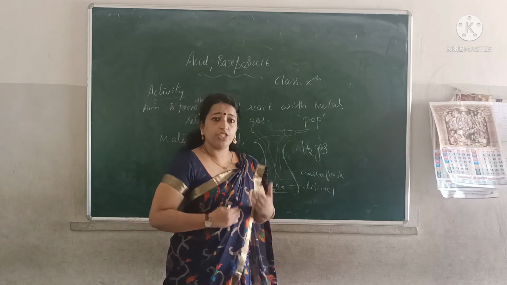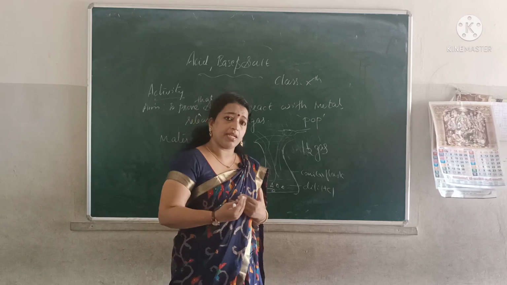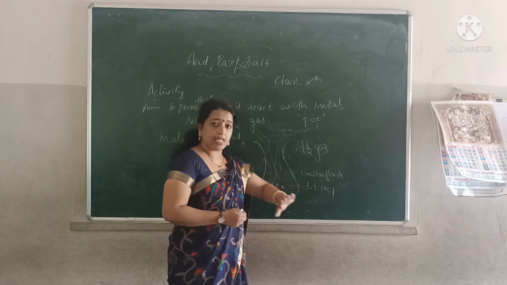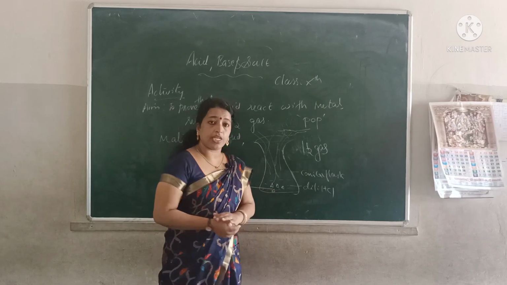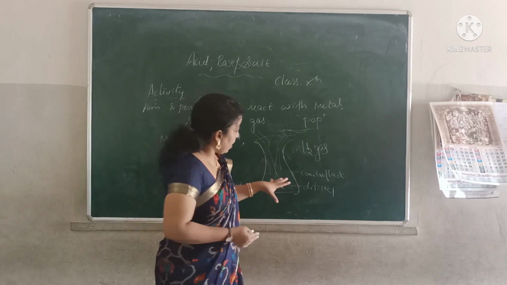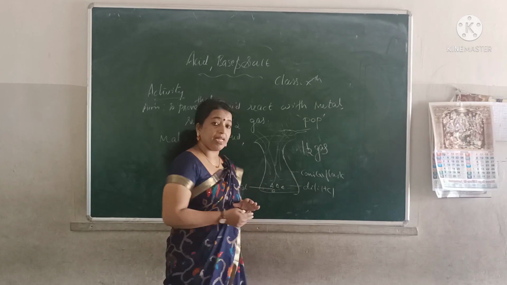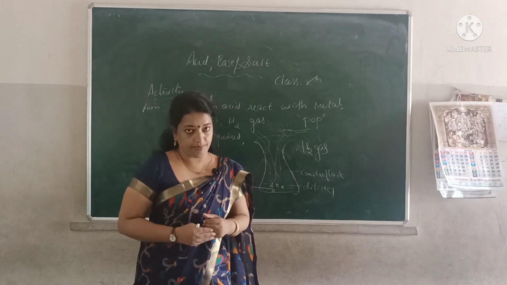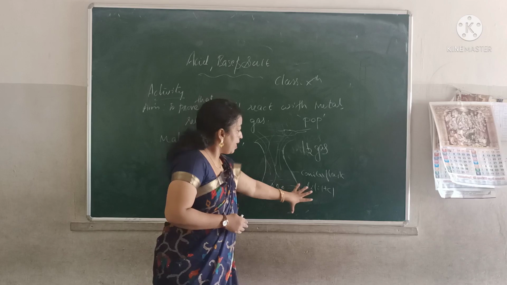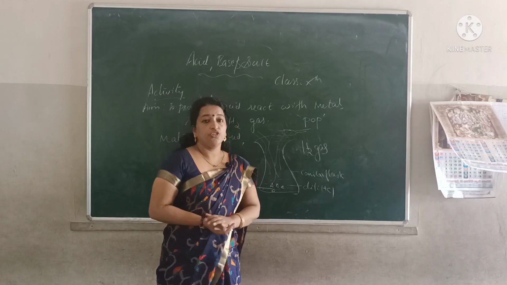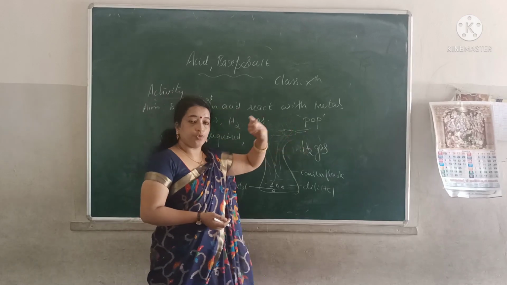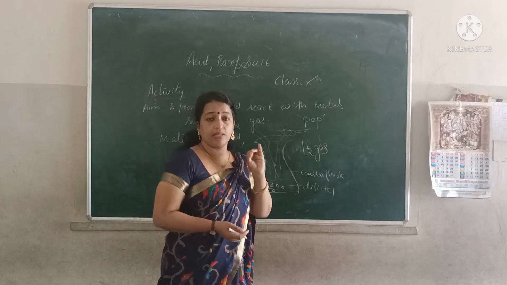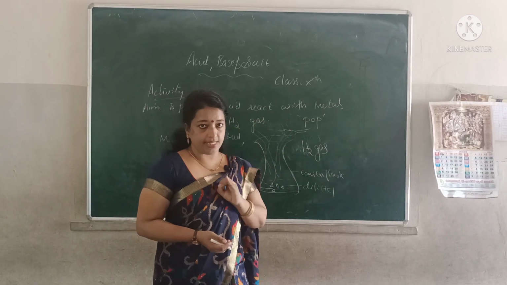You can change the acid and you can change the metal. In place of dilute HCl, you can take any other acid, nitric acid or sulfuric acid, or in place of zinc you can take any other metal. We have taken dilute HCl and zinc so that we get the result very fast. So understood? What is the aim of the experiment? To prove that when an acid reacts with a metal, hydrogen gas is released.